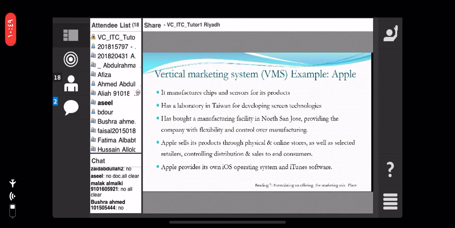See, where are things coming from? Chips and sensors for its products, a laboratory in Taiwan for developing screen technologies, and a manufacturing facility in North San Jose, providing the company with flexibility and control over manufacturing. And Apple sells its products through physical and online stores as well as selected retailers, controlling distribution and sales to end customers or consumers. Apple provides its own iOS and iTunes software.